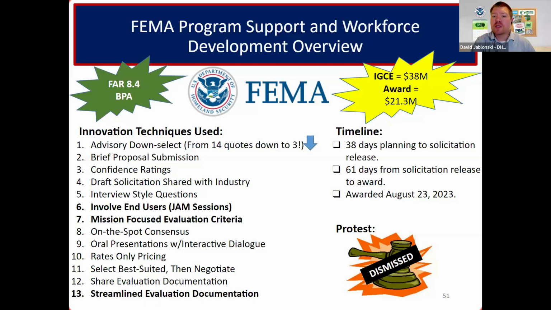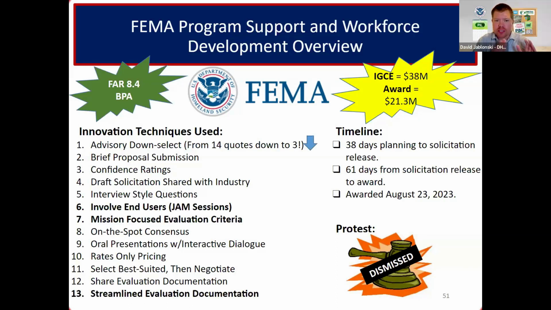So we went from 14 quotes down to 3 using advisory downselect. And this was a $38 million requirement. Now, they got the PR submitted in May, and an award needed to be completed by August. So a very short amount of time that they had to get this done. Now, the contracting officer knew that she had to do things differently this time around to help the acquisition team avoid a lapse in service or a bridge contract.